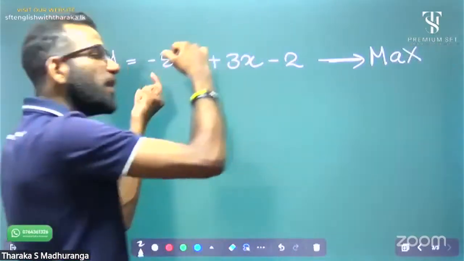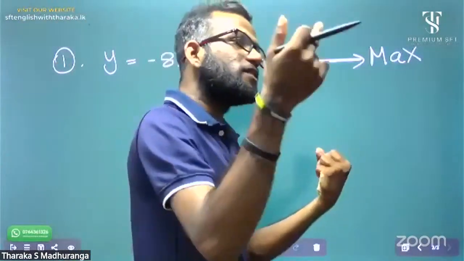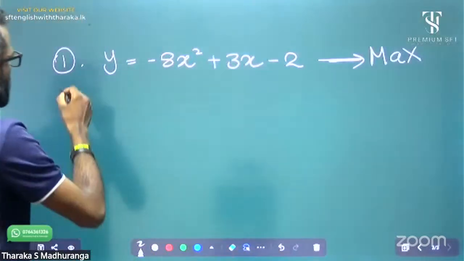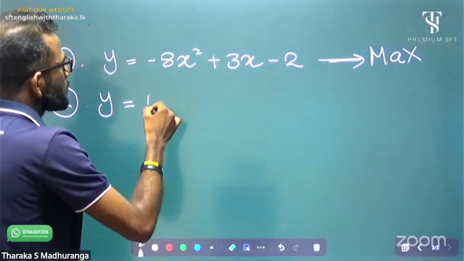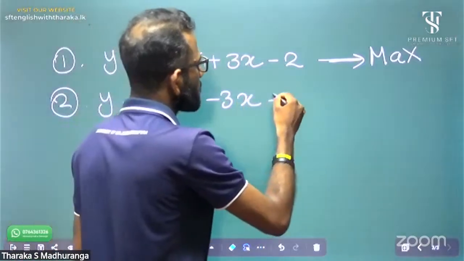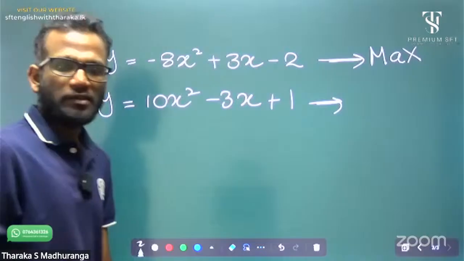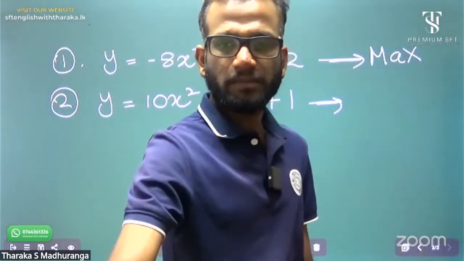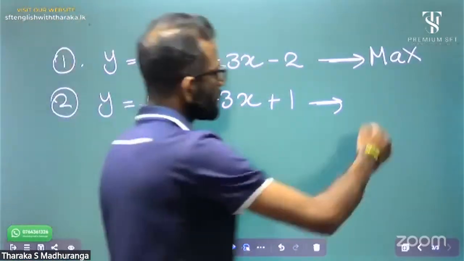According to the sign of the a coefficient. If it is minus, it is maximum. If it is plus, it is minimum. Easy, right? Second one: y equals 10x squared minus 3x plus 1. Maximum or minimum? Yes, definitely it is minimum.